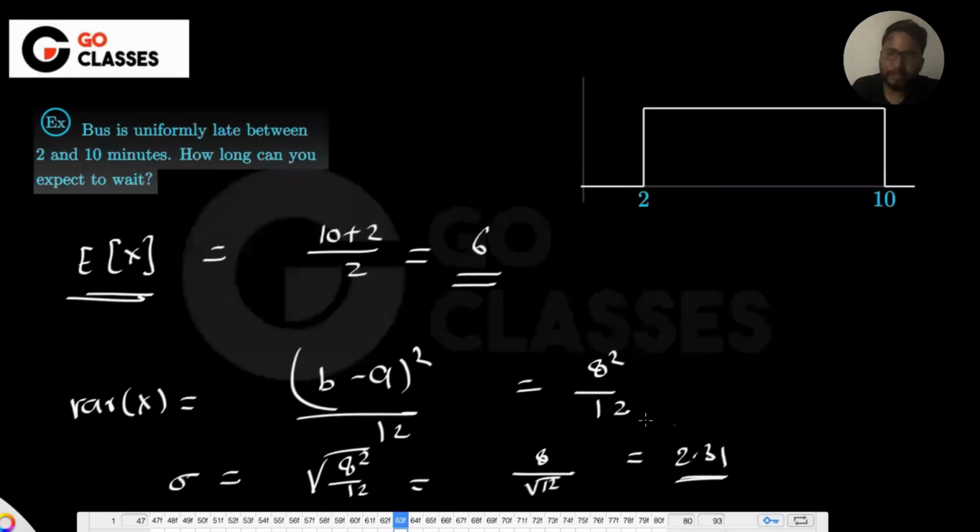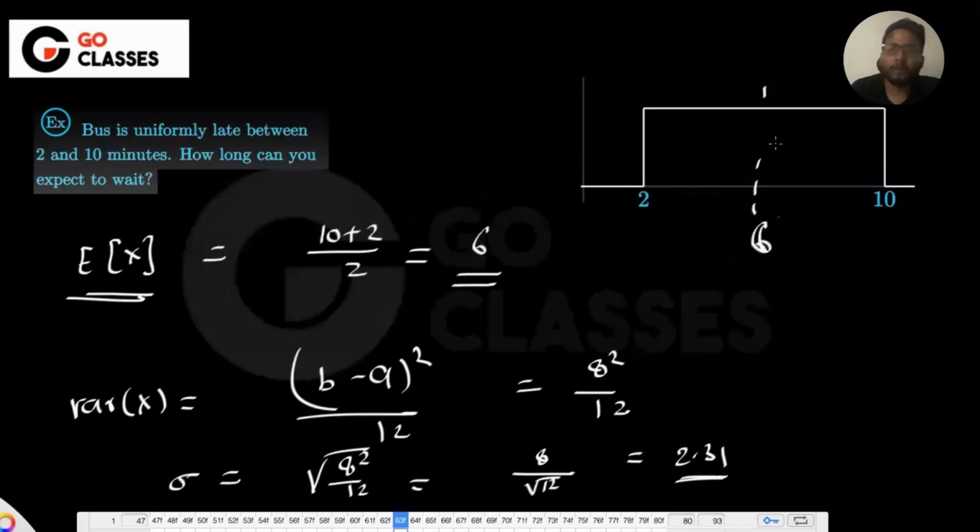Now, what does this standard deviation actually tell you? Can anyone tell me what this standard deviation tells us? It generally tells us that we are expected to wait on average six minutes. I mean, on average, the bus will be 6 minutes late, but it is basically 6 minutes late with the standard deviation of 2.31.